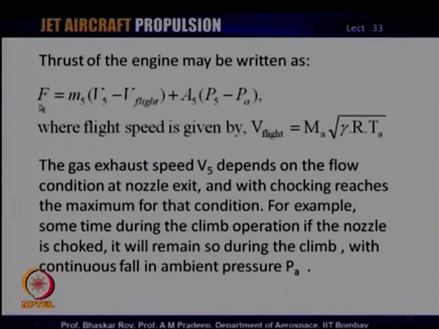So, this is going to be the instantaneous thrust of the engine as related to the instantaneous flight speed of the aircraft. So, if the aircraft is operational such that the gas exhaust speed V5 or VE depends on the flow condition at the nozzle exit, and when it reaches choking, that is the maximum mass flow that you can have through the engine, and if all the parameters are then operational in unison as a unit, then instantaneously we get the maximum possible thrust for that particular operating condition.